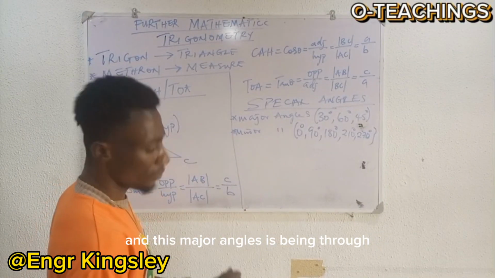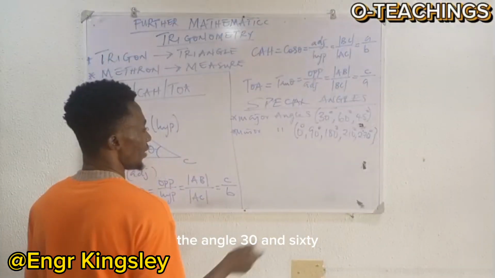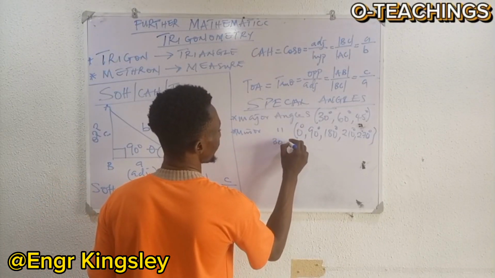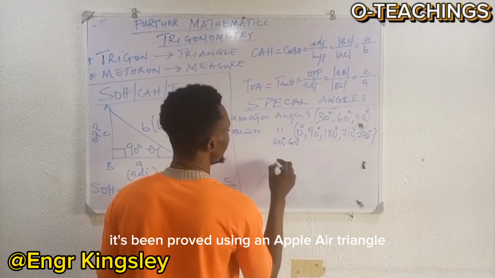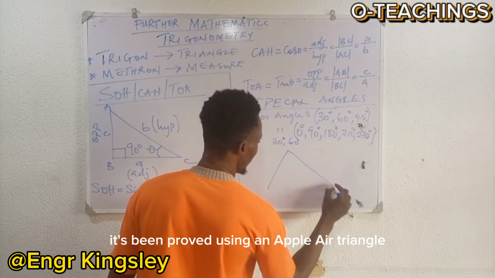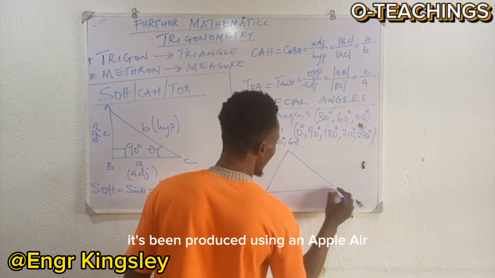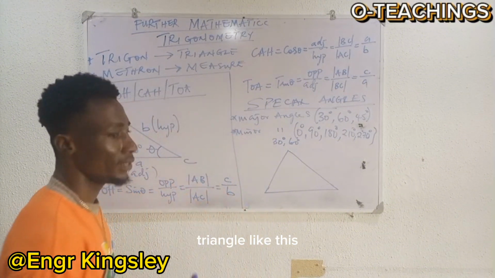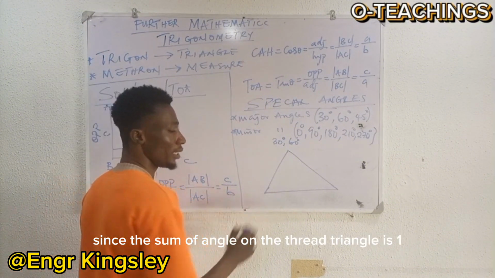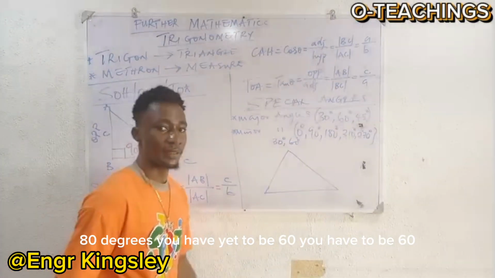And these major angles are proved. The angles 30 and 60 are proved using an equilateral triangle like this, since the sum of angles in a triangle is 180 degrees.